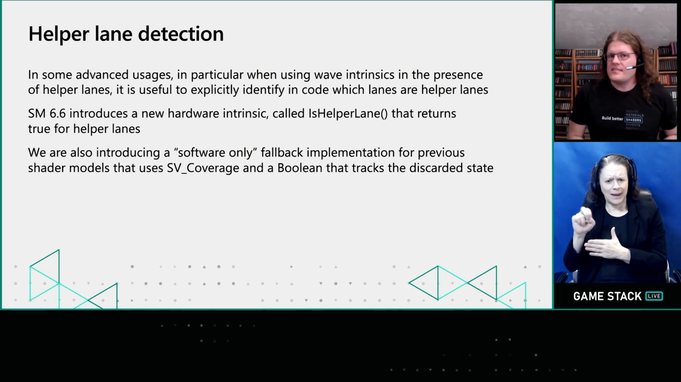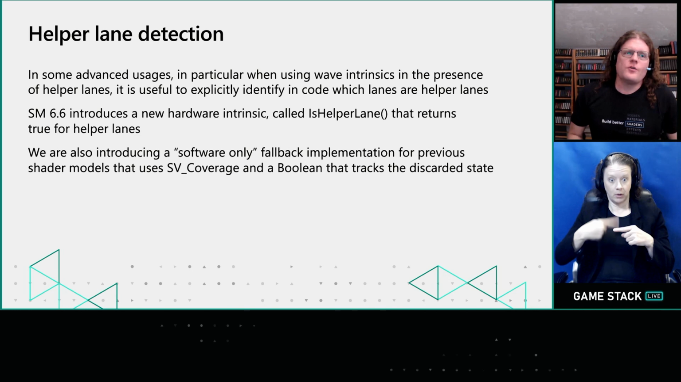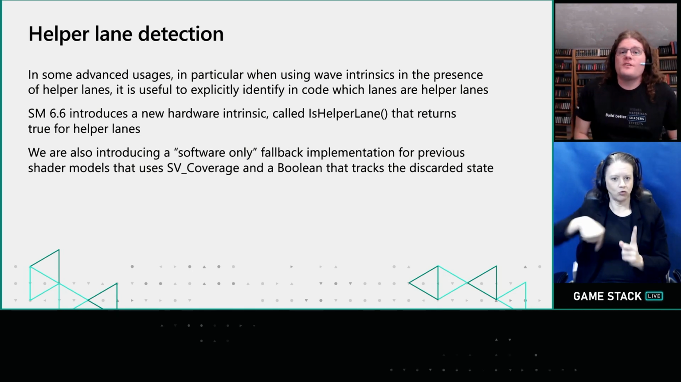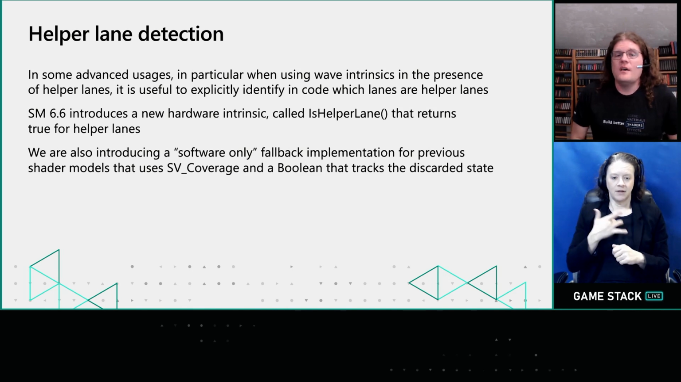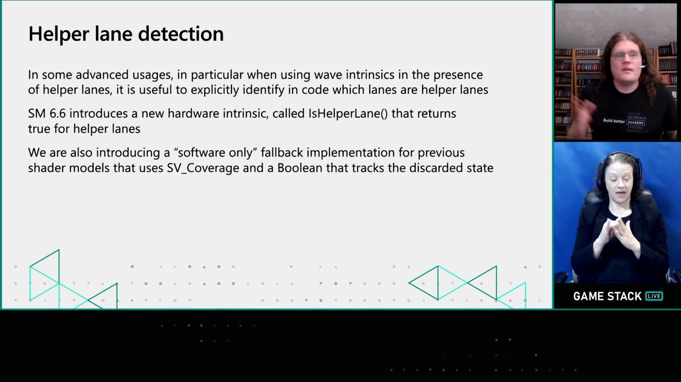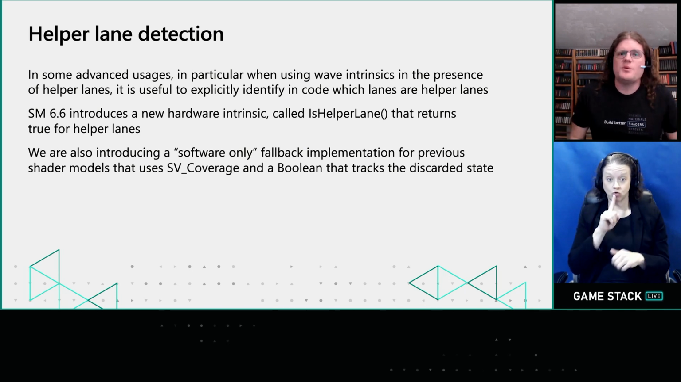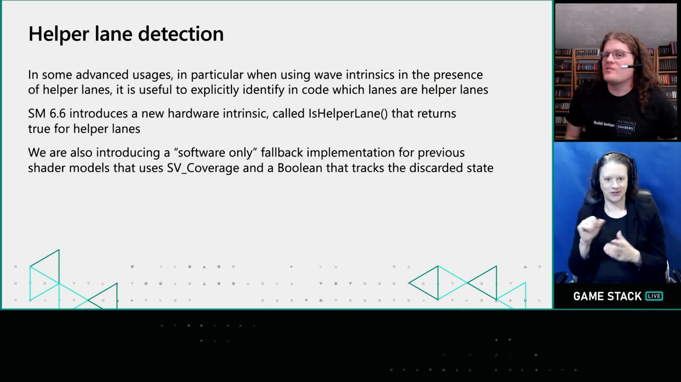Otherwise, you can get various infinite loops when you're trying to work around non-uniform variables and such. And for this reason, we found it enormously helpful to introduce the isHelperLane intrinsic. Put simply, what this does is it just returns true when you're a helper lane and false when you're not. It's just that simple.